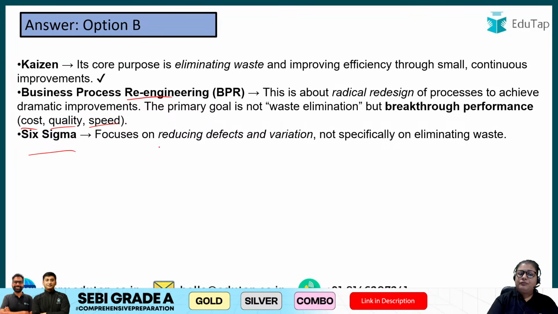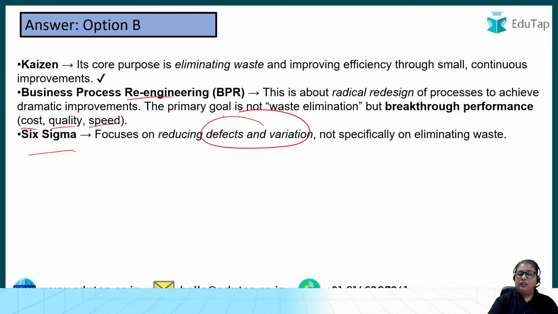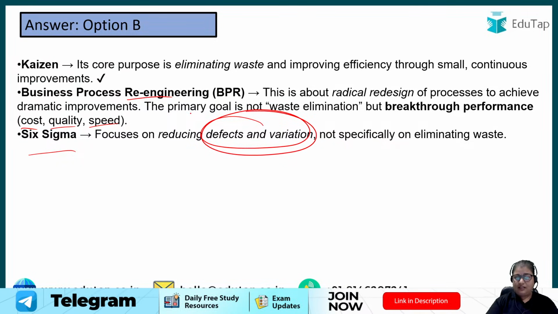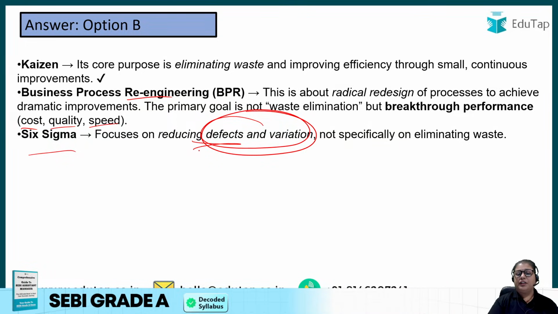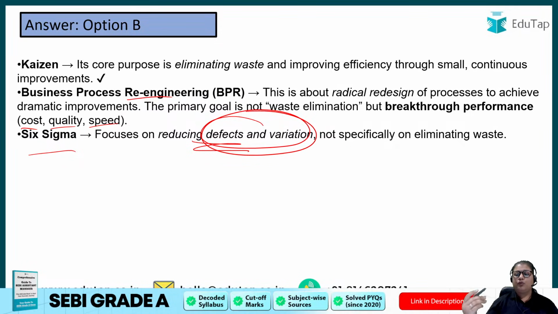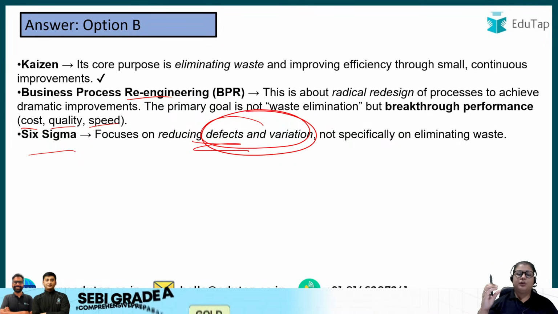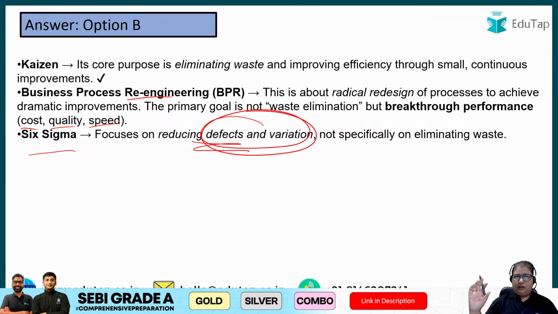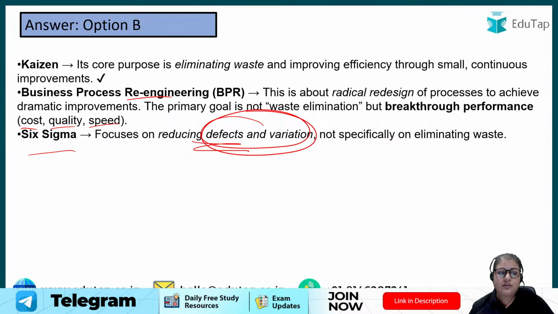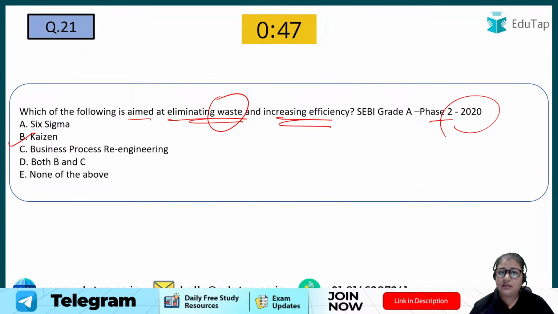And Six Sigma focuses on defects, on reducing the defects, not on wasteful activities. Eliminating waste can also include wasteful movements, wasteful material, but Six Sigma is only focusing on reducing defects. That means while producing your products, we have to ensure that very few defective items, or zero defects, are produced. So Kaizen is the best choice.